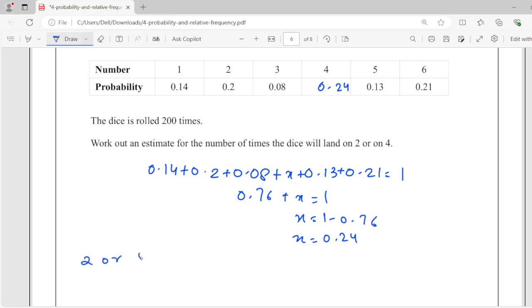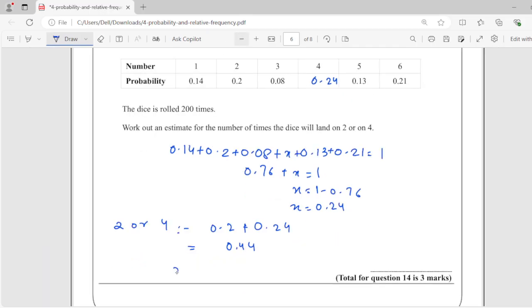2 or 4, the probability of landing on 2 is 0.2 and on 4 is 0.24, which is 0.44. 200 times 0.44 is 88.